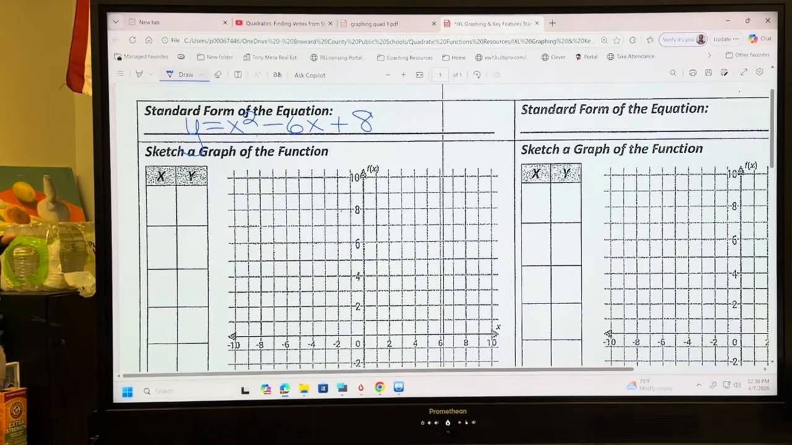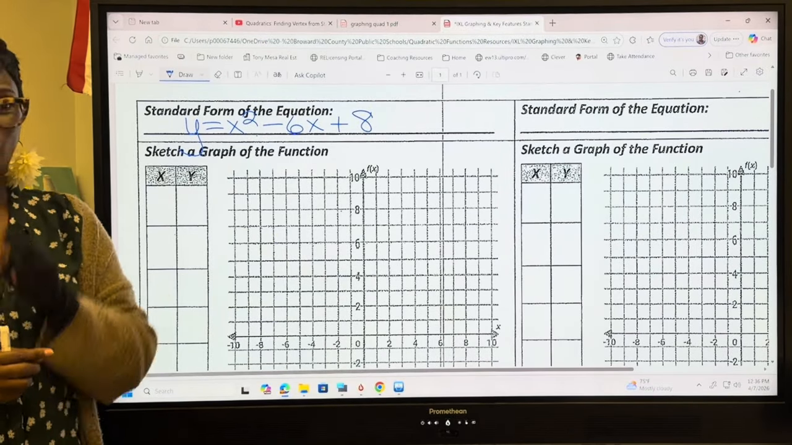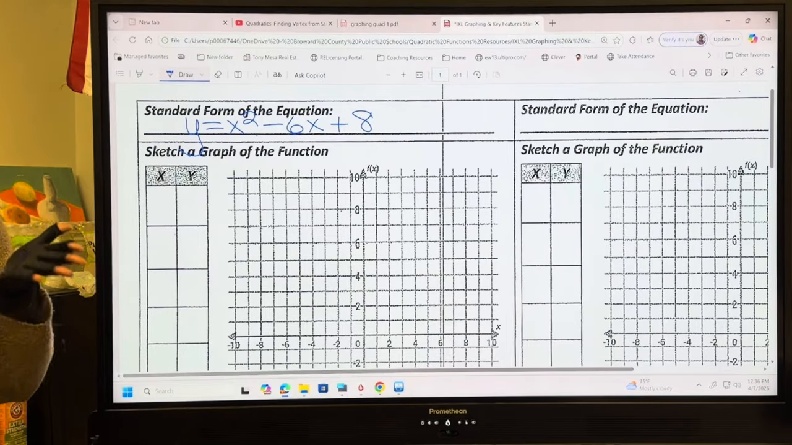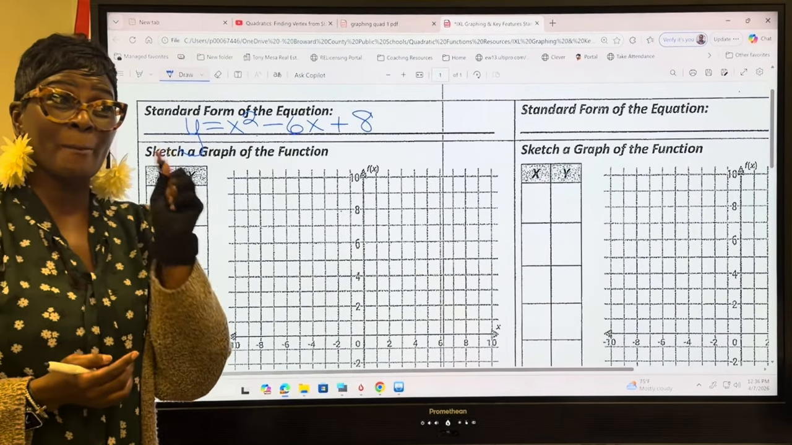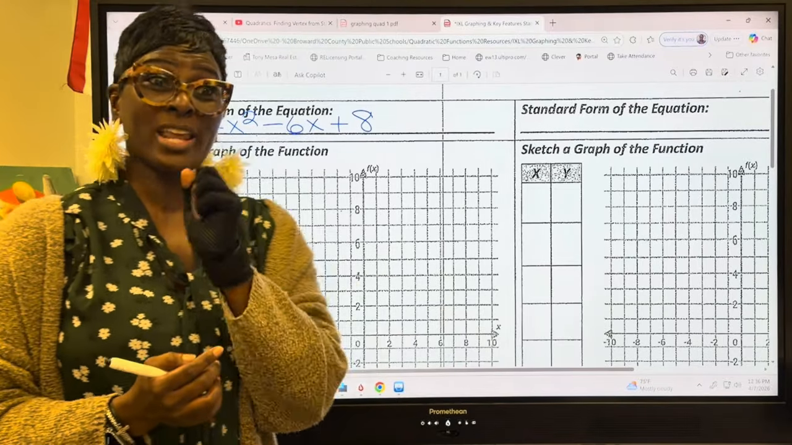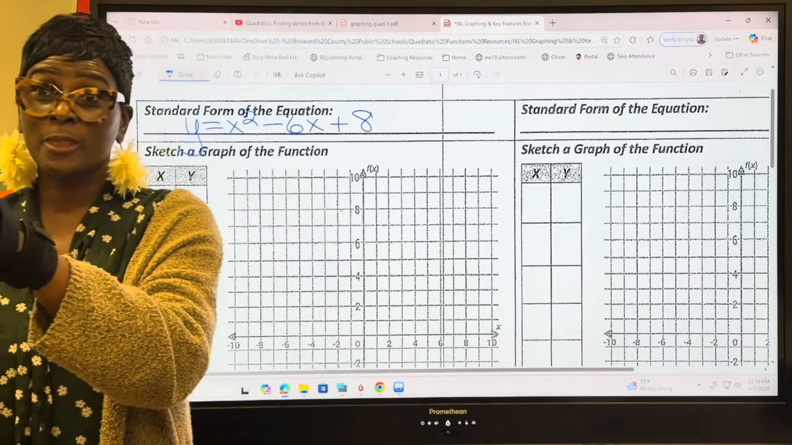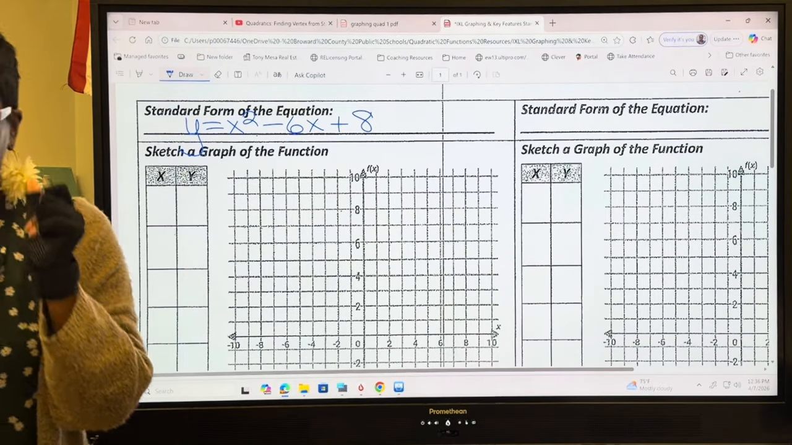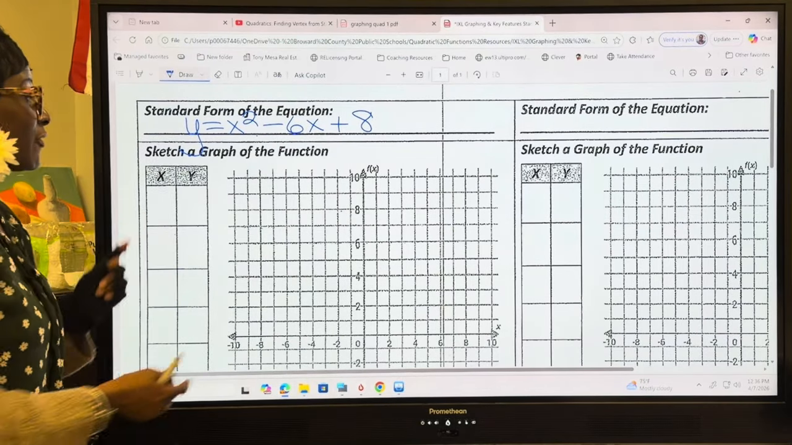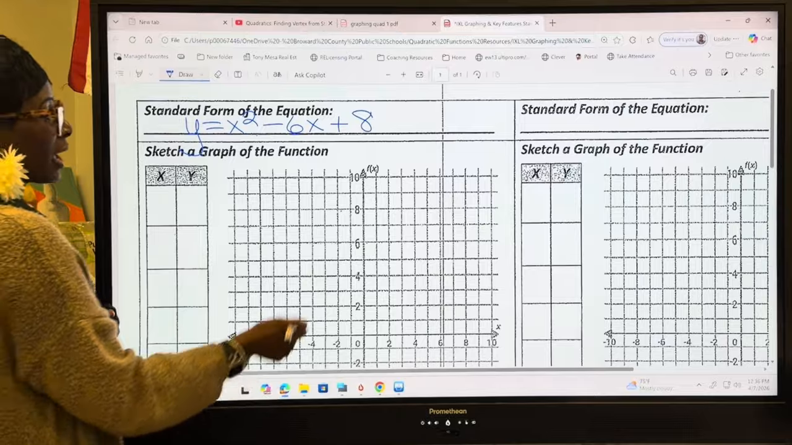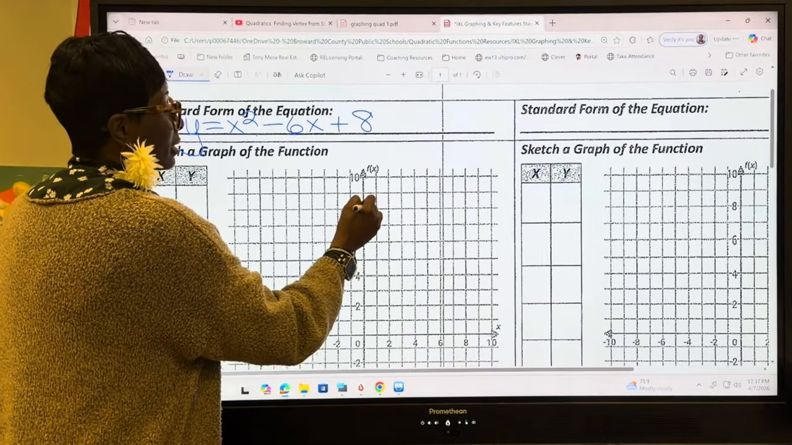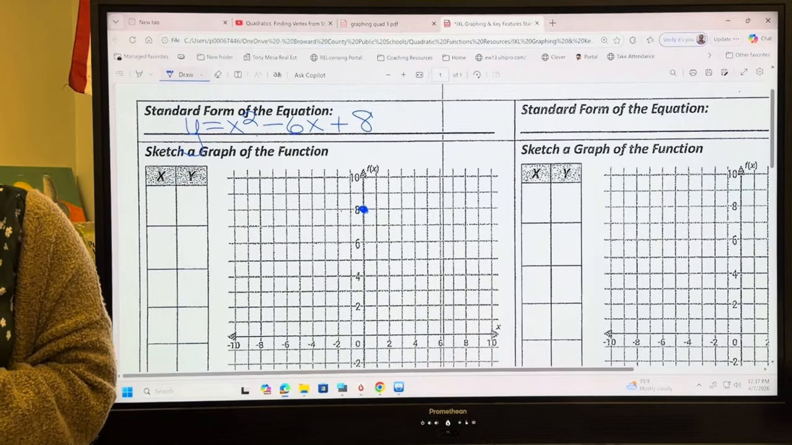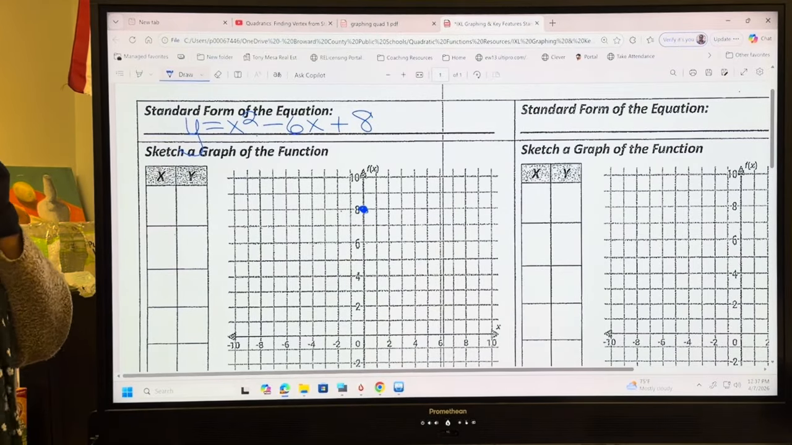All right, are we here? I'm ready. Okay, so let's look at this. Key features: what can you tell me about this parabola that you know already just by looking at this in standard form? The y-intercept is 8. So I'm looking for this to cross the y-axis at 8. I'm just going to put a point here because it says 8, so that's where it goes. That's a point I already got. What else do I know?